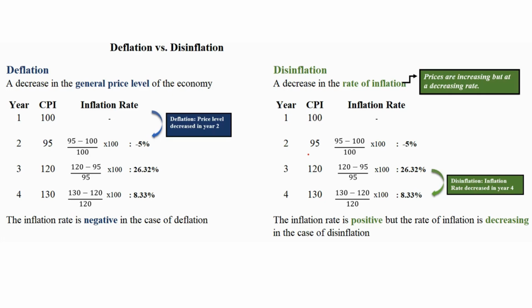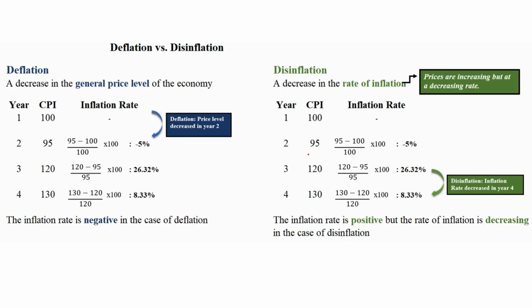Now, disinflation, on the other hand, is instead a decrease in the rate of inflation. So in this case, the price level is still increasing, but it's increasing at a decreasing rate. So the price level is not falling under disinflation, but the rate of inflation is falling under disinflation. As we can see from year 3 to year 4, the CPI still went up from 120 to 130. So inflation is still happening, but the rate at which it's happening is going down because the inflation rate in year 3 was 26.32%, but it went down to 8.33% in year 4.